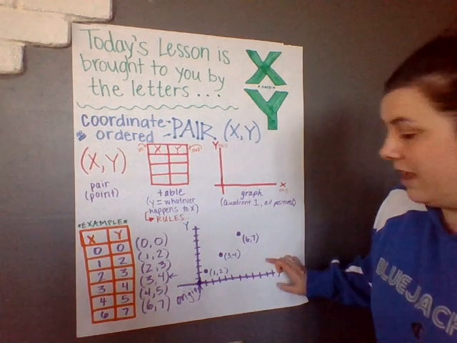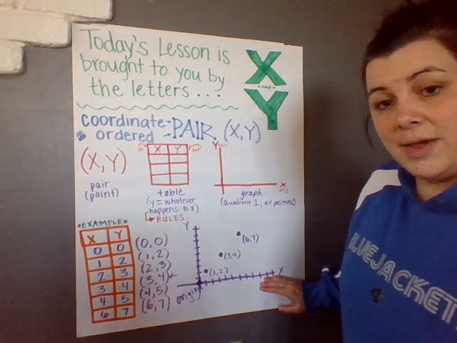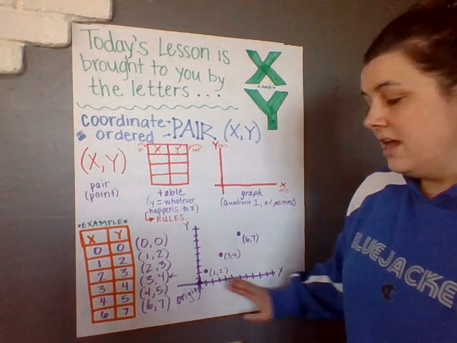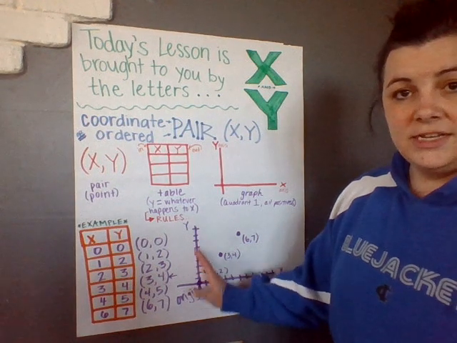Now, when we look at our graph here, we have the X on the bottom. That's the X axis. And our Y is our vertical axis.